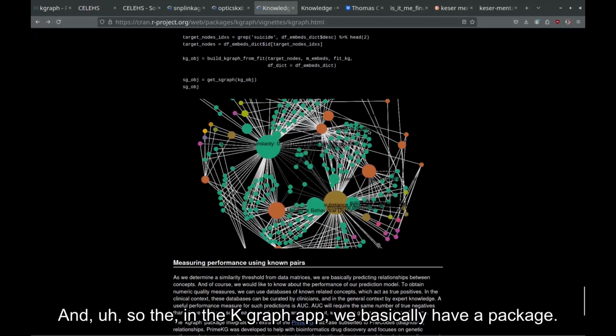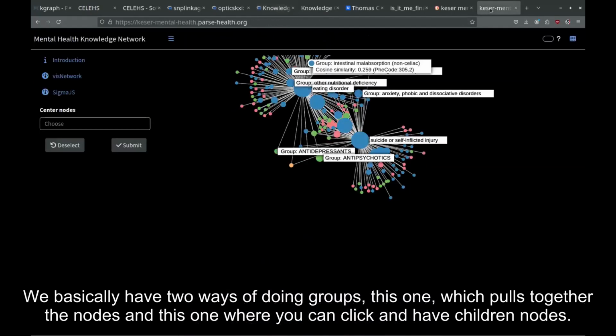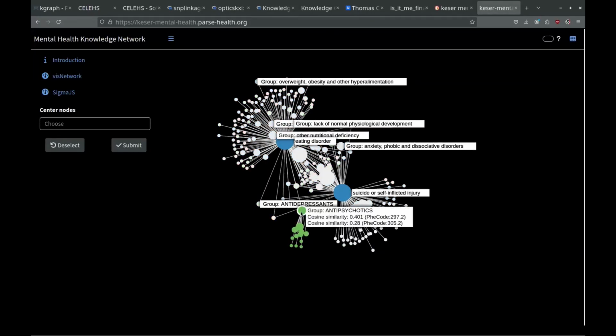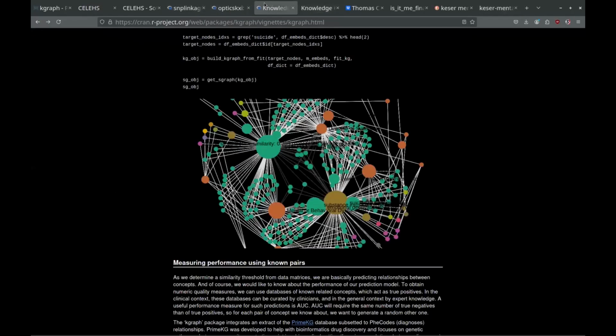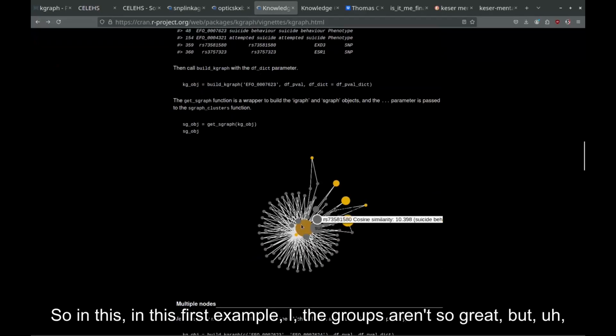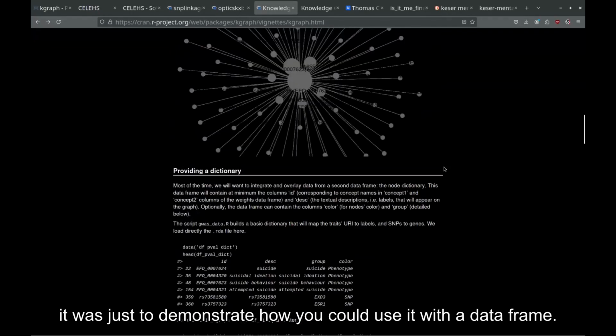And so in the kgraph app, we basically have a package. We basically have two ways of doing groups. This one, which pulls together the nodes, and this one where you can click and have children nodes. So depending on your application. So in this first example, the groups aren't so great, but it was just to demonstrate how you could use it with a data frame.